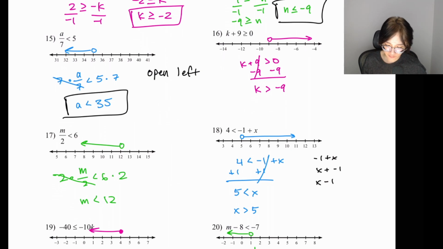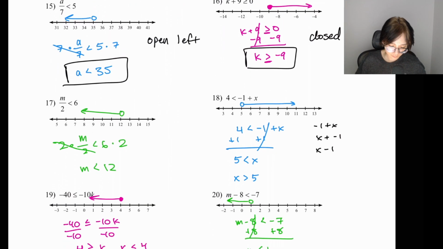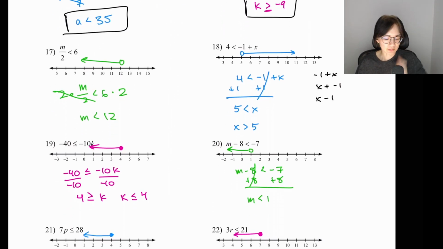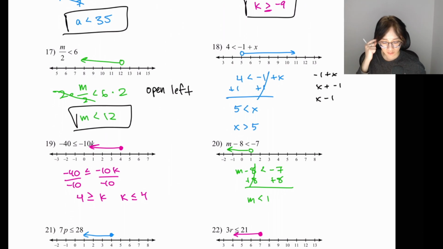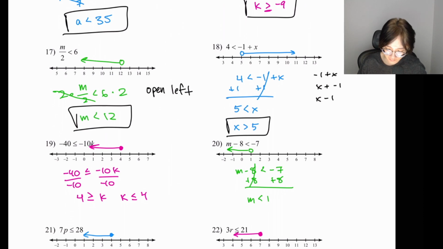16. k is, oops, I forgot a greater than here. It's supposed to be greater than or equal to negative 9. It starts at negative 9, so it's actually a closed right. 17. m is less than 12, and the line starts at 12, an open left. 18. x is greater than 5, and the line starts at 5. It is an open right.